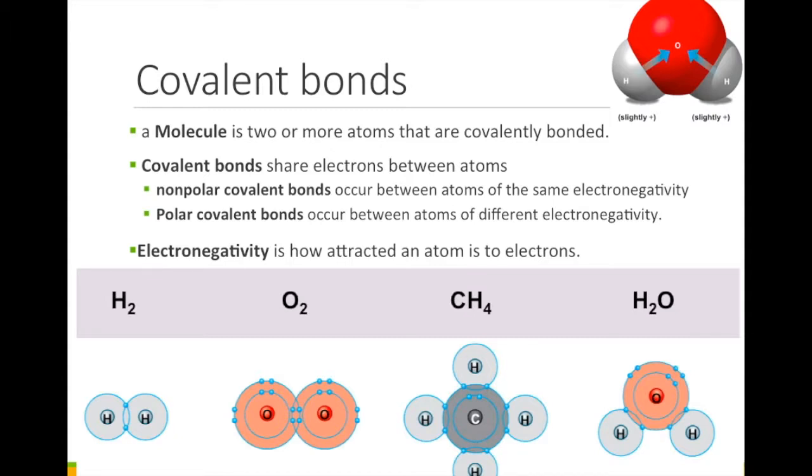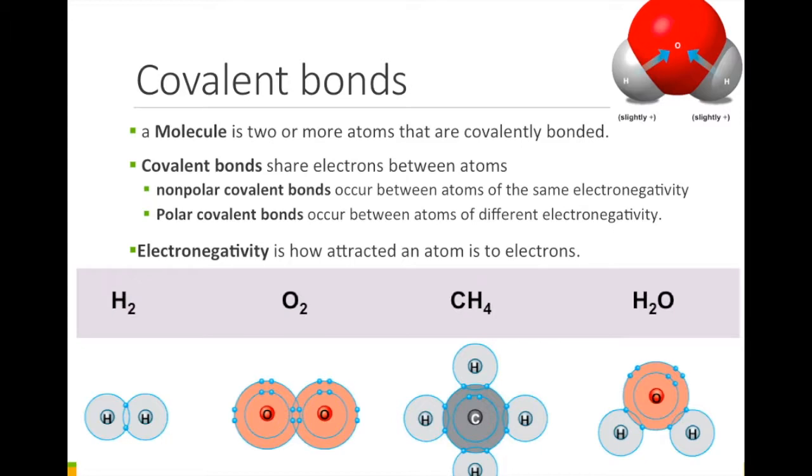Do you remember what charge electrons have? They have a negative charge. So if they spend more time around oxygen, oxygen is going to end up being slightly negatively charged. And since these negative electrons aren't hanging out with the hydrogen very often, the hydrogen ends up having a slightly positive charge. This is why it is called polar.